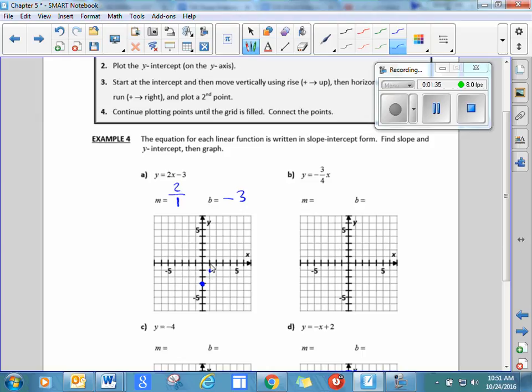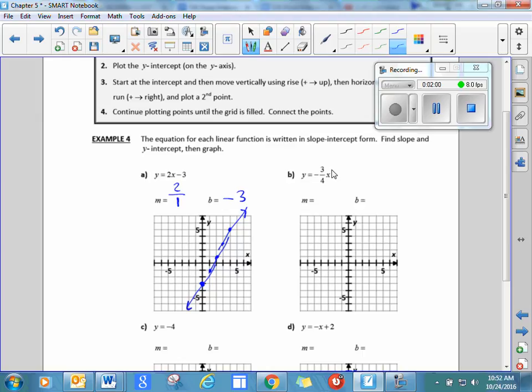So we'll keep going. Rise up 2, run 1, rise up 2, run 1, and we continue in this manner until we either run out of real estate or until we're satisfied that we have a decent graph and we can connect it with a straight edge, which you know I can't do. Okay, and then we can put arrows because the line does go on forever in this same pattern.